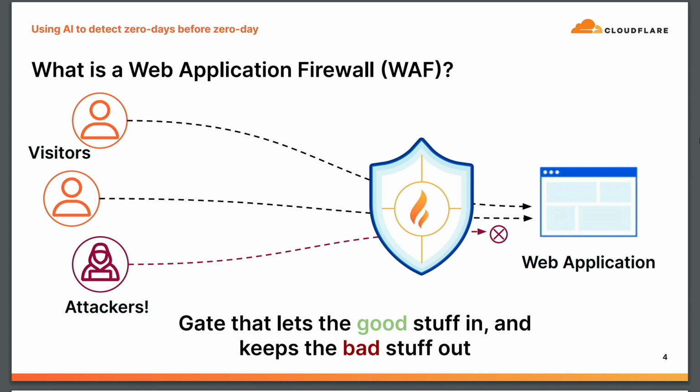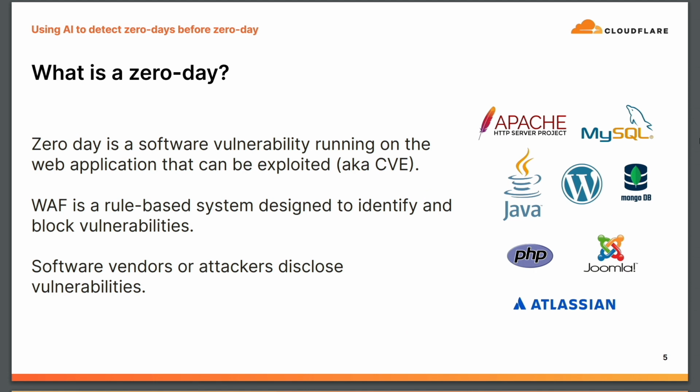The WAF, or web application firewall, sits in the middle. A firewall is basically a gate that blocks the bad stuff and lets through the good stuff. So it lets in the requests performed by legitimate users, like you checking your bank account, but the WAF blocks attackers trying to exploit vulnerabilities in the web application.